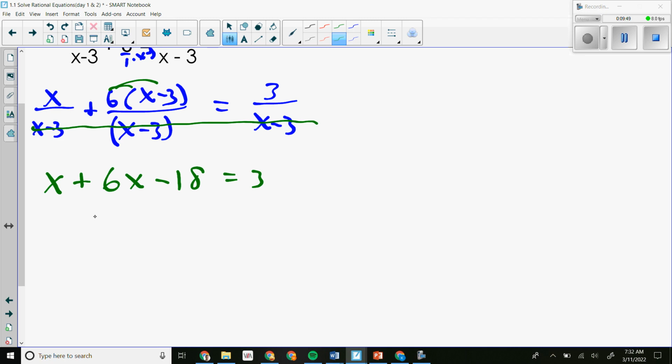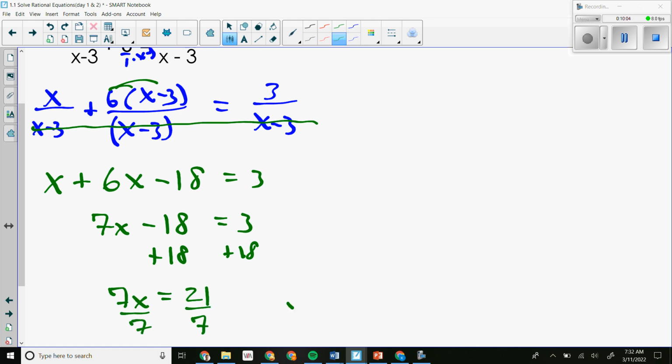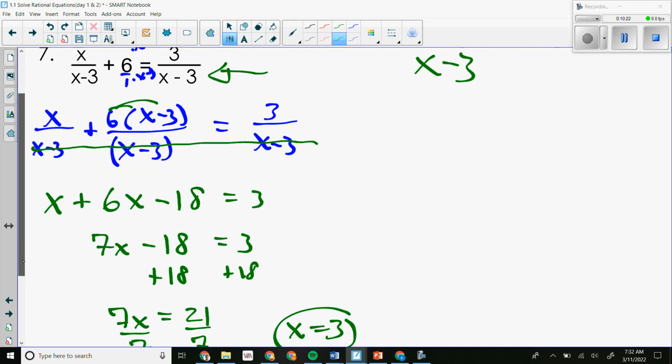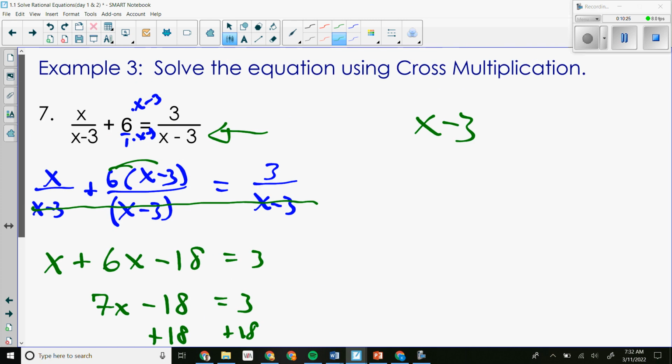Okay, x plus 6x is 7x, and then minus 18 equals 3. If I add 18 over, now I have 7x equals 21. Divide both sides by 7, and it really looks like our answer is going to be 3, but that is not right. Our answer is not 3, because if I were to plug this back in to my original, I am noticing that my denominator is x minus 3. Okay? I cannot divide by 0. And so if I have my current answer, which is x equals 3, and I plug this in, 3 minus 3 is 0, then to start with, I would be dividing by 0.